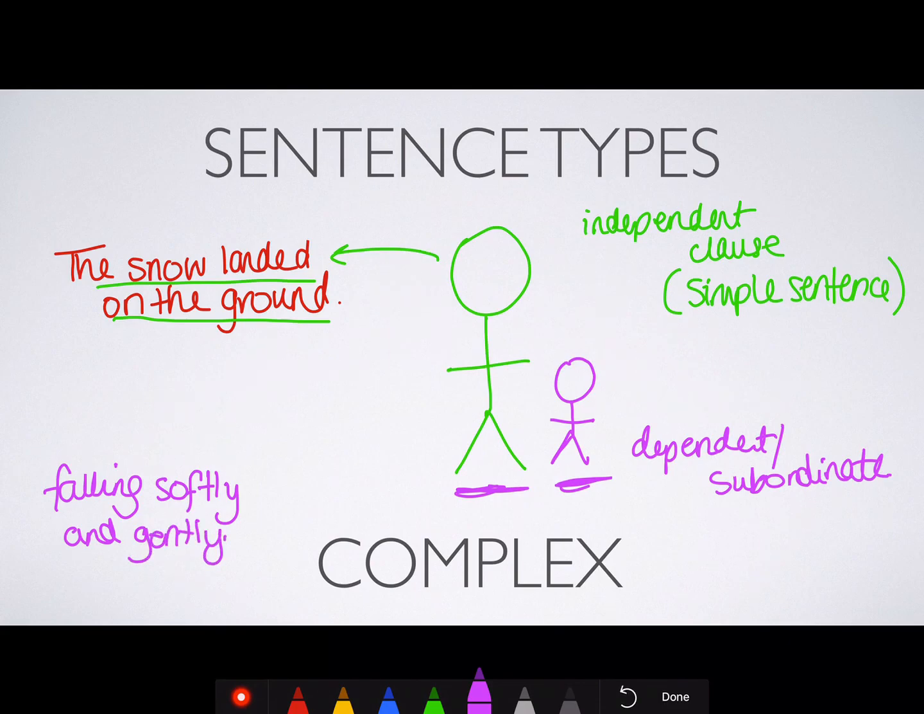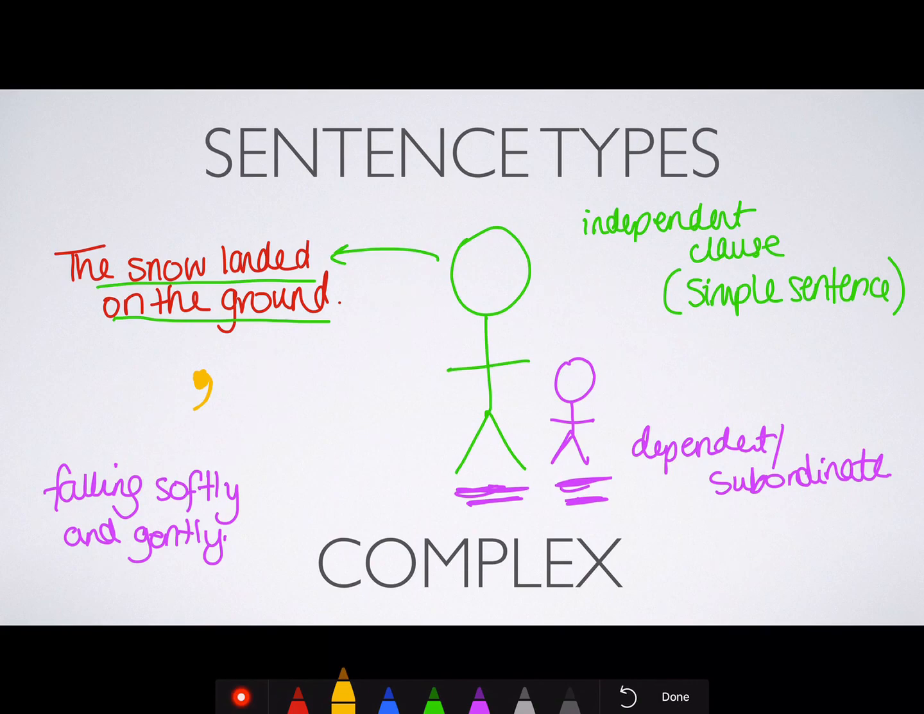That's my subordinate clause. It adds more detail, but if you said falling softly and gently to someone, it would make absolutely no sense. So in this scenario here, with this person and this person, we can say the snow landed on the ground, comma, because the comma is needed to attach this because it doesn't make sense by itself. The snow landed on the ground, comma, falling softly and gently.